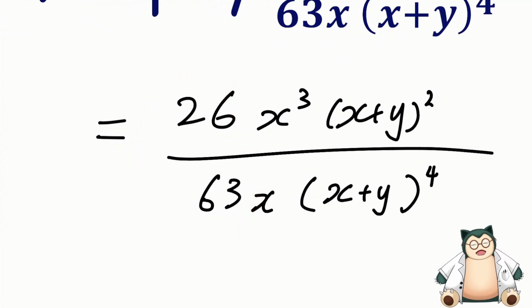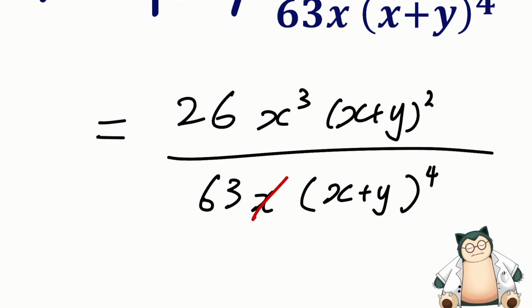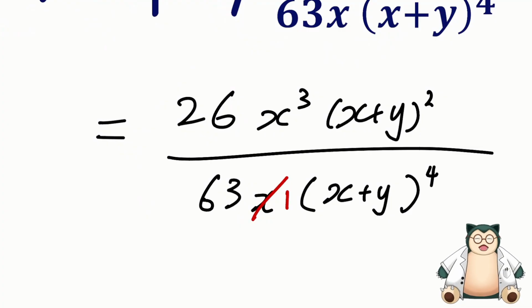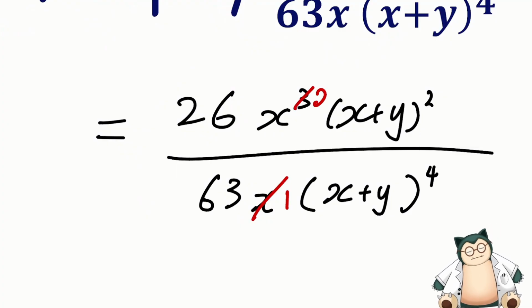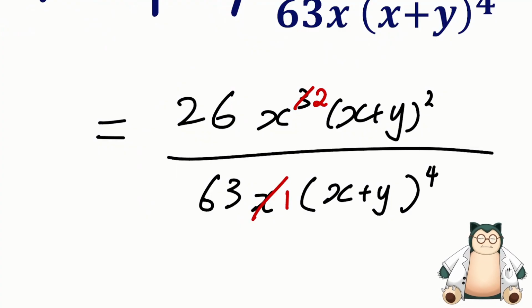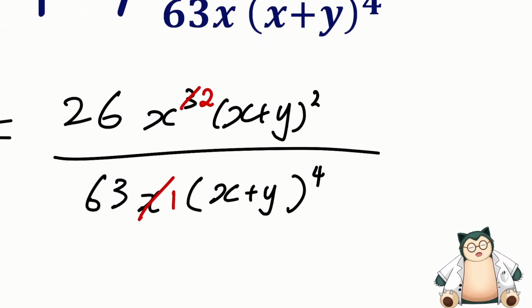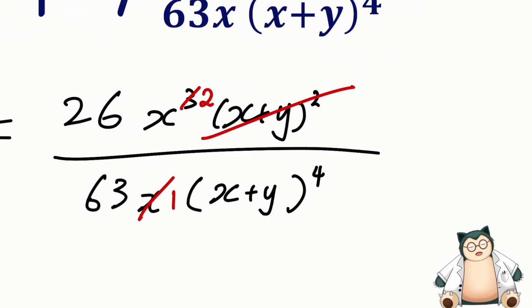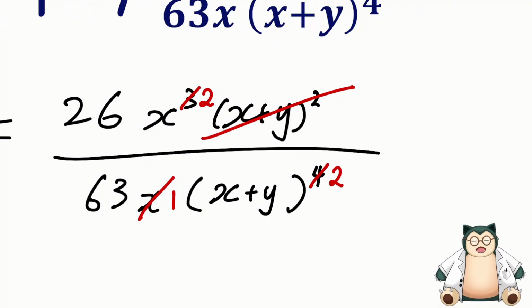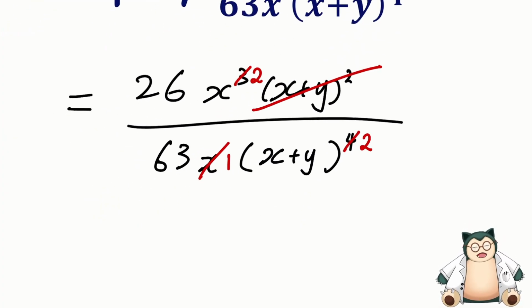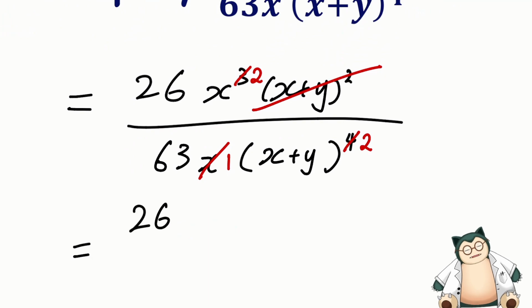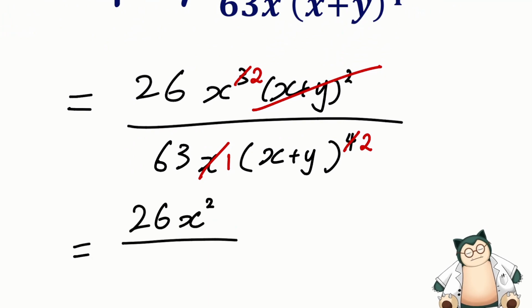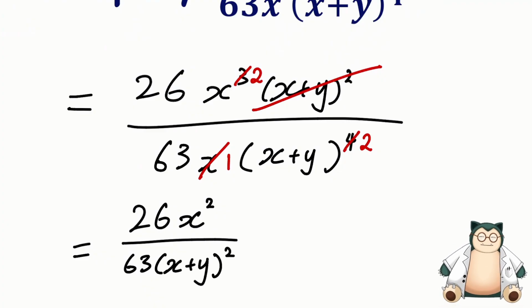Okay, let's look at x cubed. Can we simplify x cubed and x? Yes, so the x in the denominator simplifies totally into 1, and for x cubed, because 3 minus 1 gives you 2, we simplify to x squared. For the next one, we can simplify (x plus y) squared. For the bottom, the denominator, this becomes 2, as we take 4 minus 2 to give the remainder 2. Our final answer is 26x squared over 63 (x plus y) squared. Is that okay?